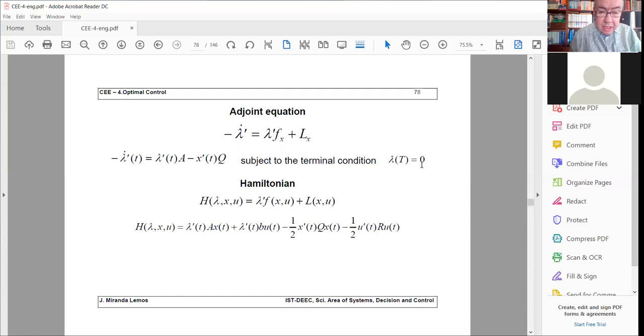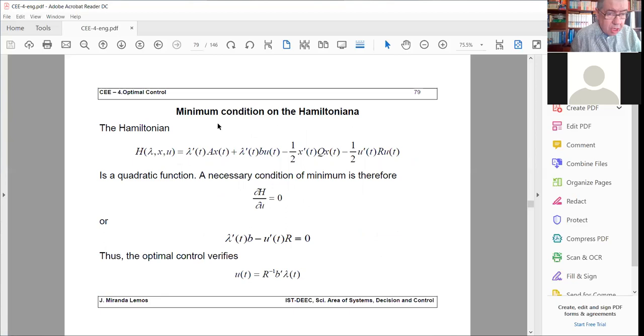Now, let's write the Hamiltonian, lambda transpose F plus L. Remember that F is Ax plus Bu, so lambda transpose F is nothing more than lambda transpose Ax plus lambda transpose Bu. And L is minus 1/2 x transpose Qx minus 1/2 u transpose Ru. This is a quadratic function in u. So to compute the optimal control, you compute the gradient of H with respect to u. So your optimal condition is nothing more in this case than computing the gradient of H with respect to u and equating it to zero.